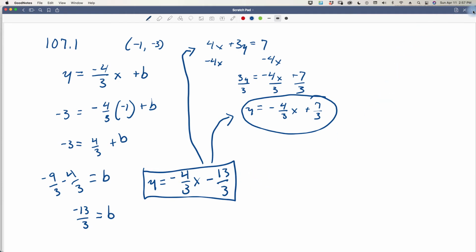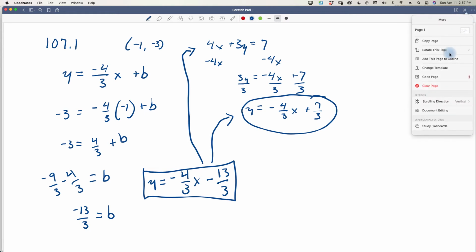All right, so let's clear the page. That's all I had for 107.A. Should be relatively easy considering we just did that in lesson 106. Now in lesson 107B, we are given the equation of a line with a given slope. This is going to be the easiest of all, because in 107.2, they're saying find the equation of the line that passes through the point (3, 4) and has a slope of -3/4.